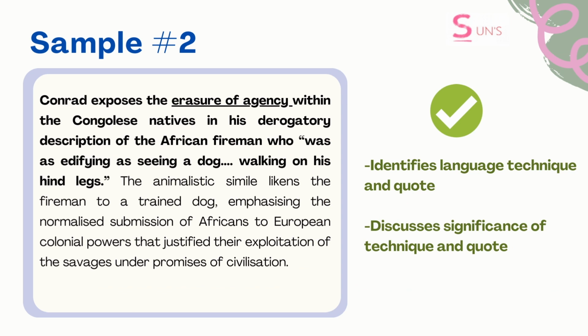Starting off with the first sentence. Conrad exposes the erasure of agency within the Congolese natives in his derogatory description of the African fireman who was as edifying as seeing a dog walking on his hind legs. Already, it's a lot more specific than the first in narrowing down the description to be derogatory. And if you recall, in the first sample, it was just throwing in the idea that they were being exploited and treated poorly. But here, we have the specific way in which they are being treated poorly.